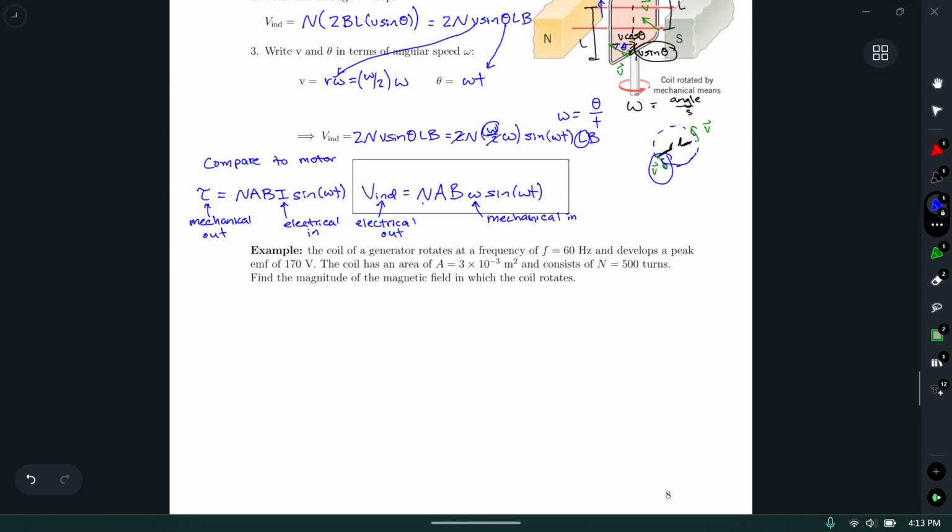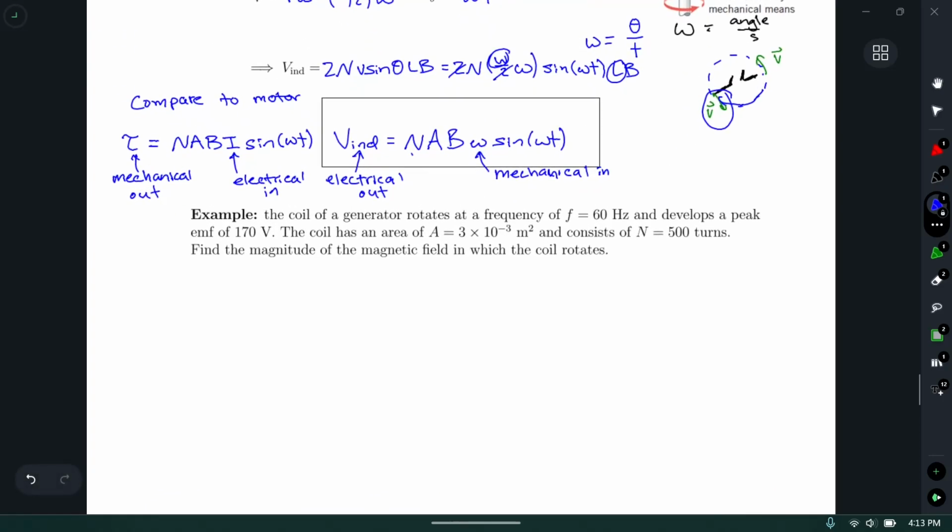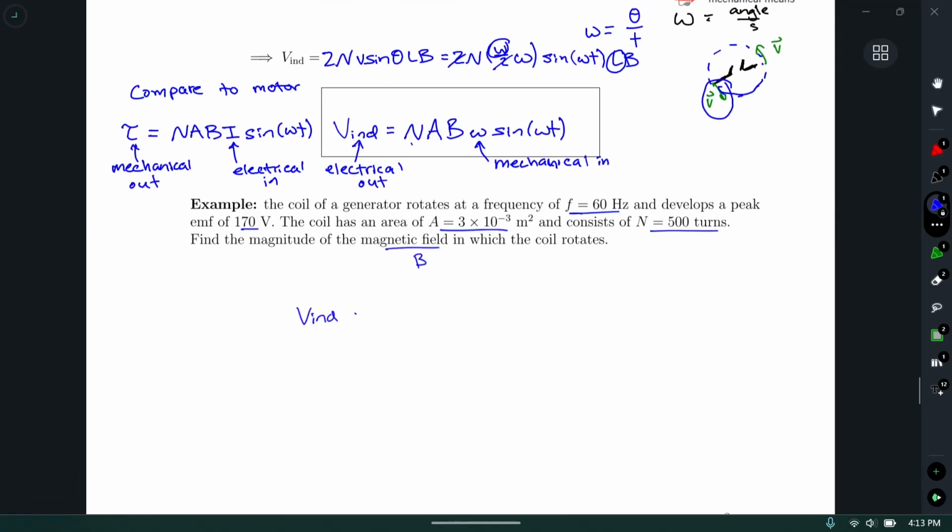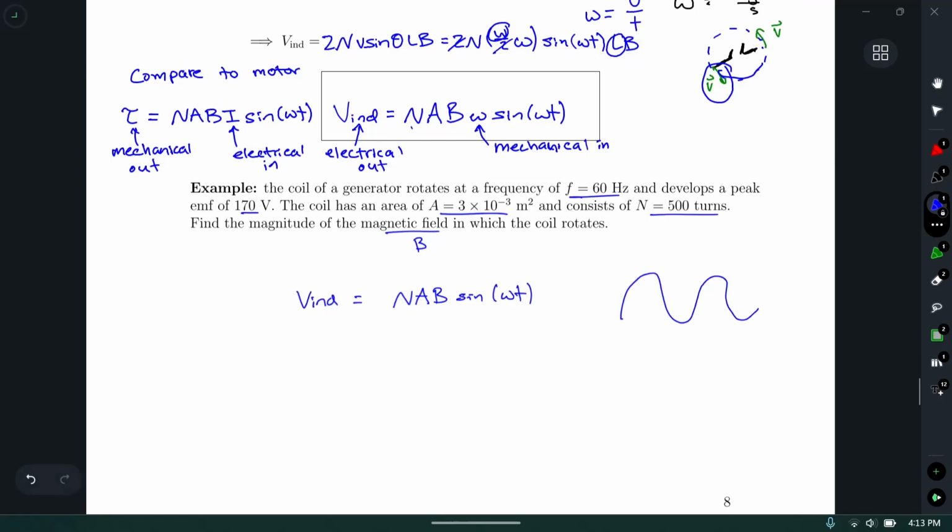So we've got a quick example here, and then I'm going to pull up a video showing this idea of a generator. We've got the coil rotating at a frequency of 60 Hertz, develops a peak EMF of 170 volts. We're given the area of the coil and the number of turns. We want to find the magnitude of the magnetic field the coil rotates in, so that's B. Well, our expression tells us the EMF at any time, and we see that it's going to vary because of this sine omega t term. Remember, sine oscillates back and forth.